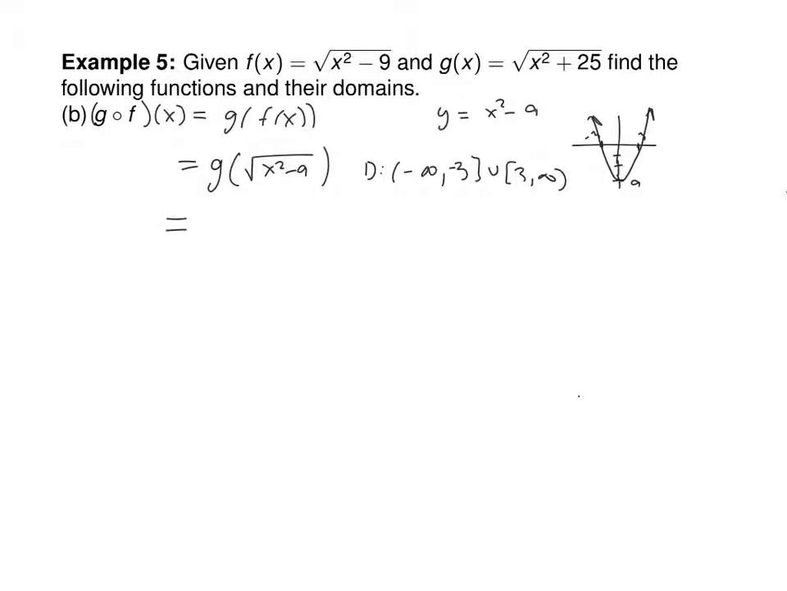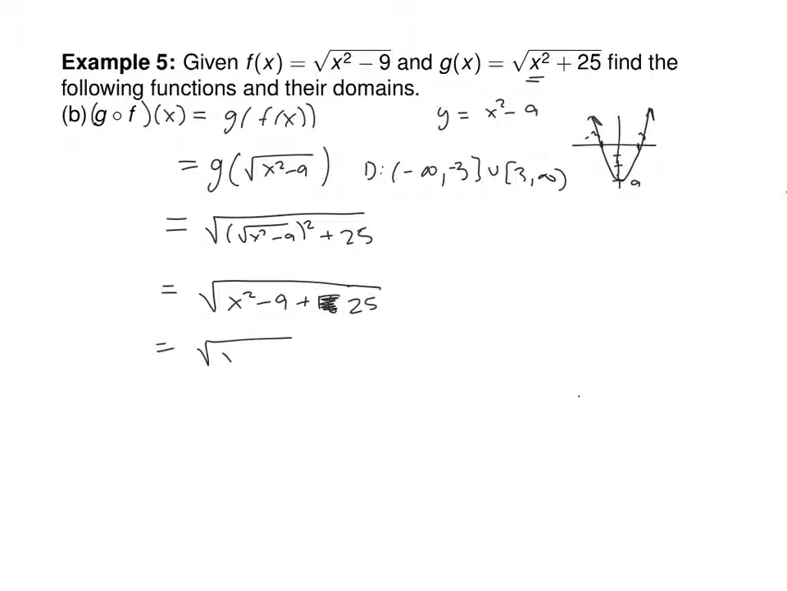Okay, so that becomes the square root of (root x squared minus 9) squared plus 25, because that gets stuck into the g. Does the result in the end appear to be different than the result we got for the previous problem? No. It's root x squared plus 16.